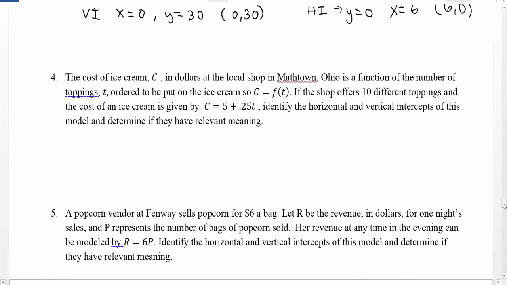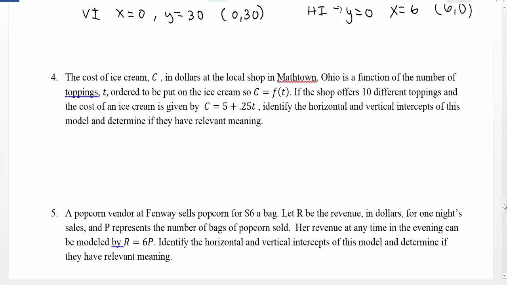So here, remember that the cost of ice cream in Mathtown was a function of the number of toppings t to be put on the ice cream. So c was a function of t. And we said if the shop offers 10 different toppings and the cost of an ice cream is given by c equals 5 plus 0.25t, identify the horizontal and vertical intercepts of this model and determine if they have relevant meaning.